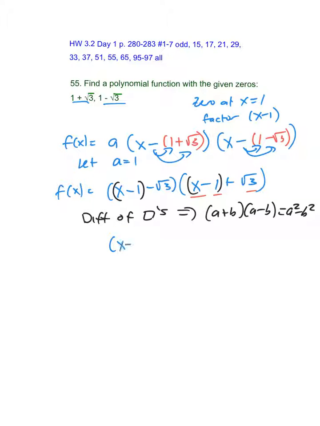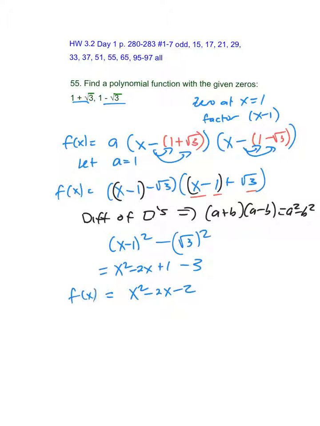We're going to have x minus 1 squared minus rad 3 squared. X minus 1 quantity squared is x squared minus 2x plus 1. And rad 3 squared is 3. So subtract 3. And then combine like terms here. We'll get x squared minus 2x minus 2. That is a function with the given zeros.